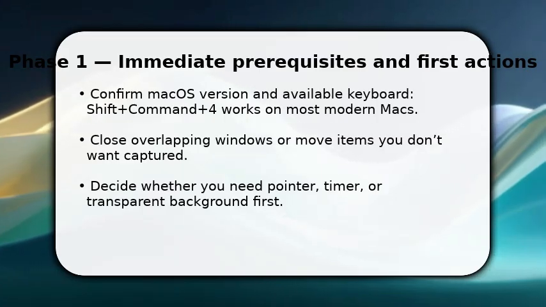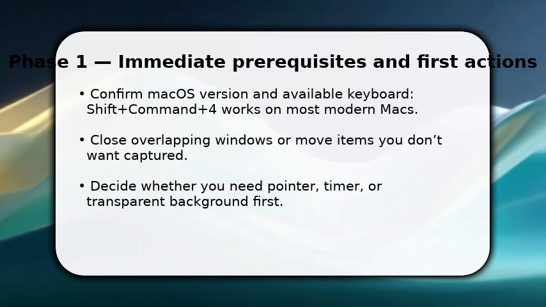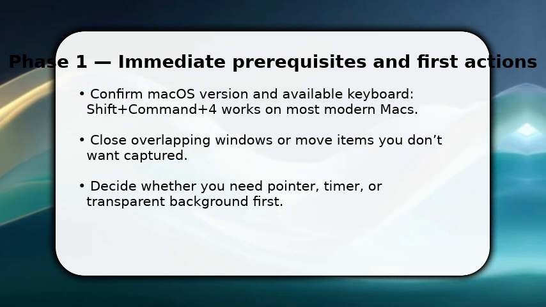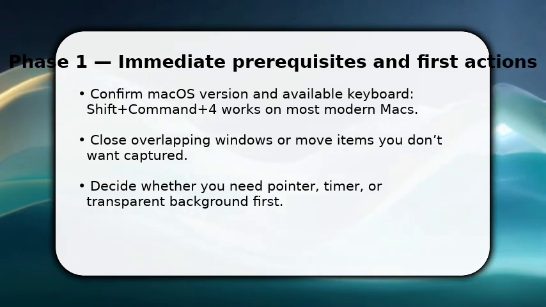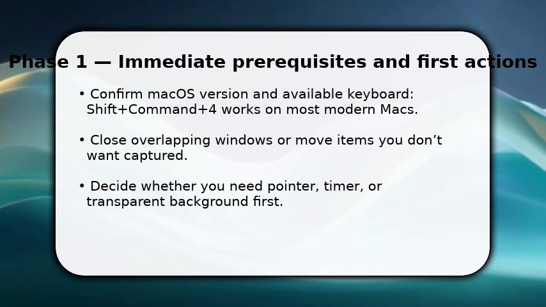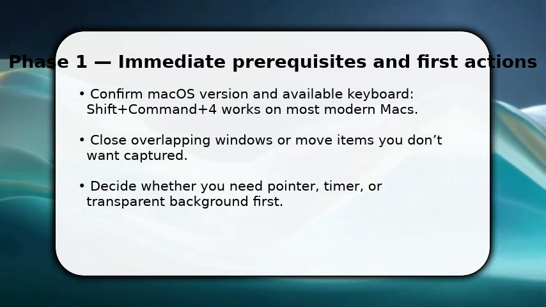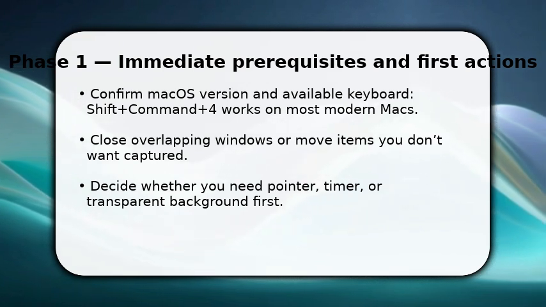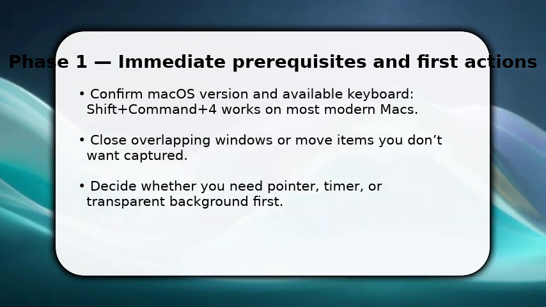You're going to capture a specific area now. First, make sure you can reach Shift plus Command plus 4 on your keyboard. That's the core shortcut. If you prefer a pointer or a timer, open the screenshot toolbar with Shift plus Command plus 5 and set options, or just proceed with Shift plus Command plus 4 for speed. Once you're ready, press Shift plus Command plus 4.